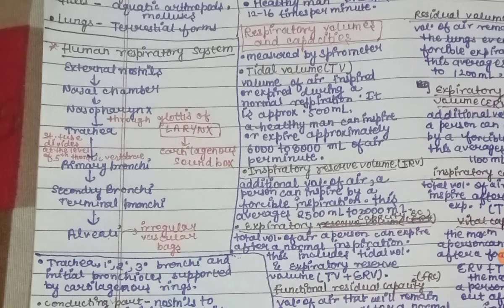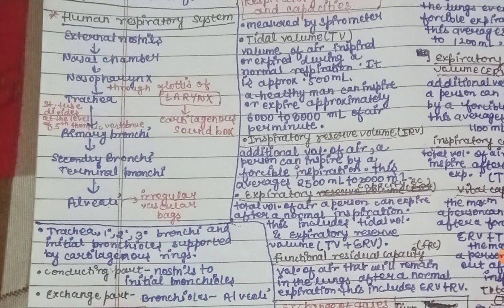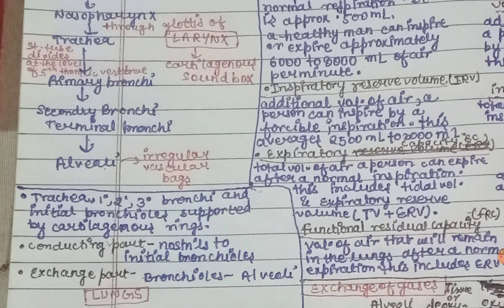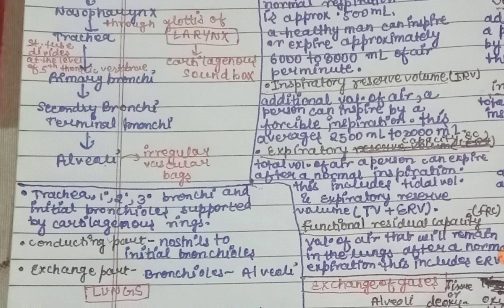Human respiratory system. Air enters into the external nostril, then it goes into nasal chamber. After that, it enters into the nasopharynx through glottis of larynx. Larynx is a cartilaginous sound box which helps in the production of sound. Then it enters into the trachea. Trachea is a straight tube that divides at the level of fifth thoracic vertebra into the left and right bronchi, then primary bronchi, secondary bronchi, and terminal bronchi, and then alveoli. Alveoli are irregular vascular bags.